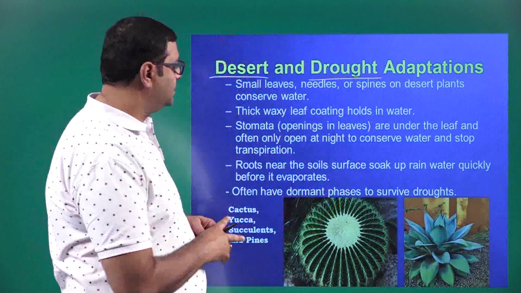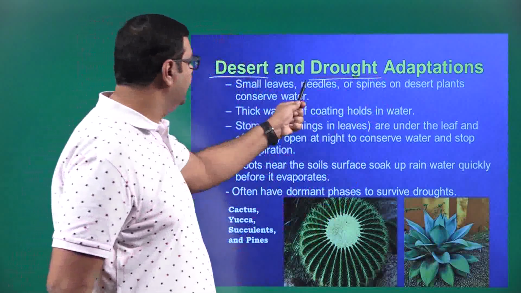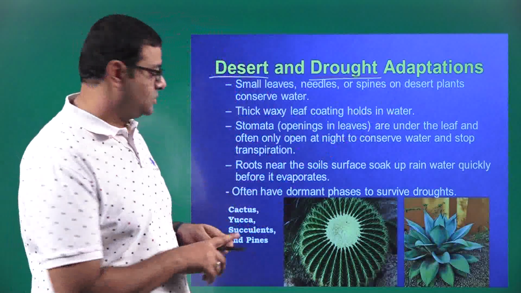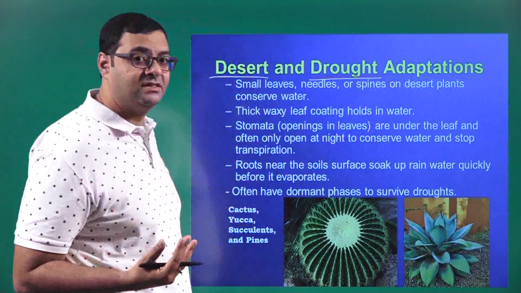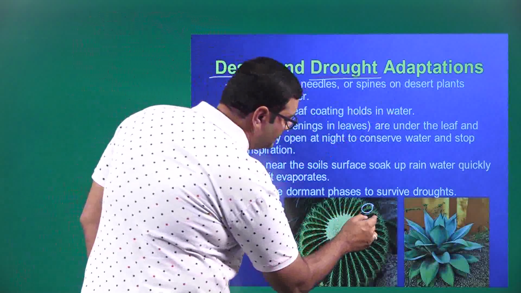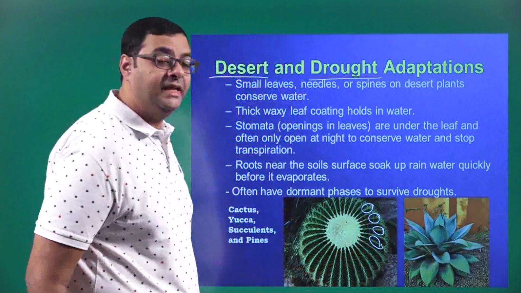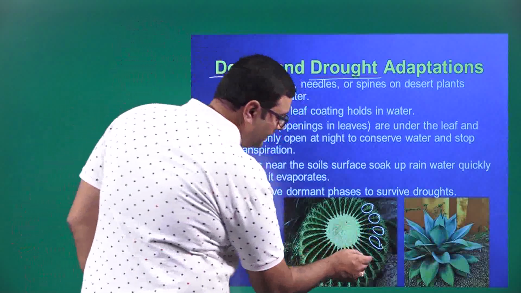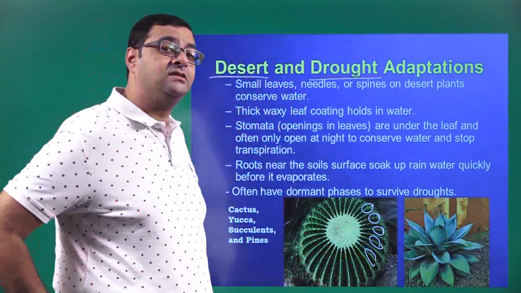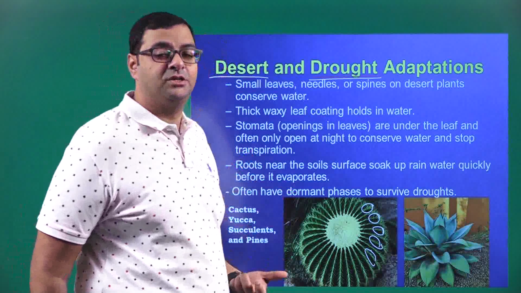In desert and drought adaptations, small leaves, needles or spines on desert plants conserve water. That's why, as I told you in my previous session, you can see this cactus plant has leaves, spines here. These spines are actually modified leaves. In the cactus plant, the stem performs photosynthesis because it contains chlorophyll, and the leaves are like spines giving protection to the plant.